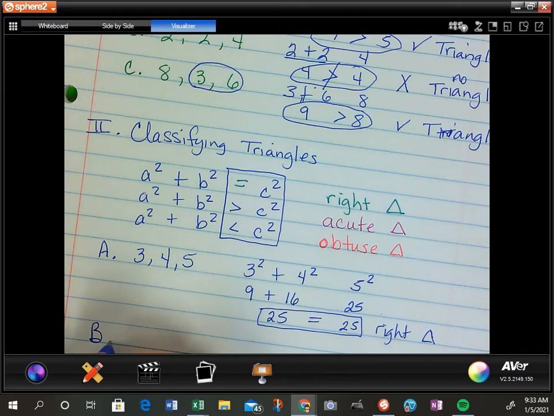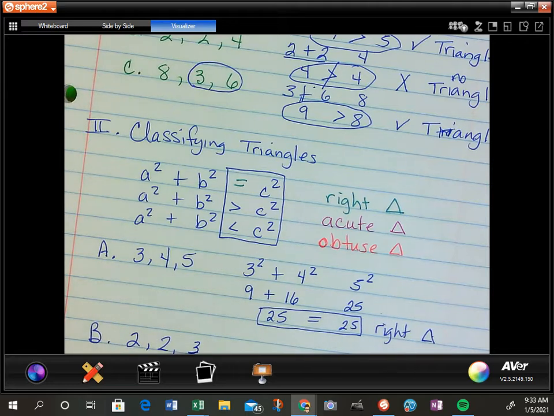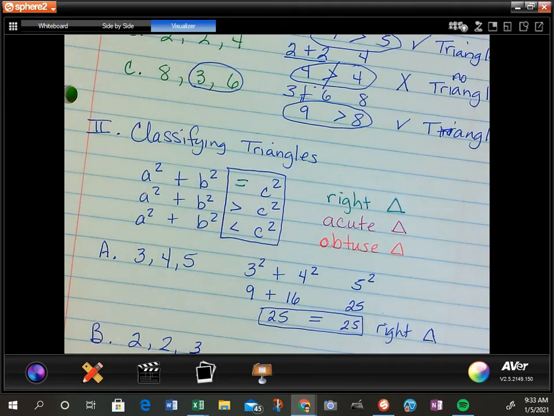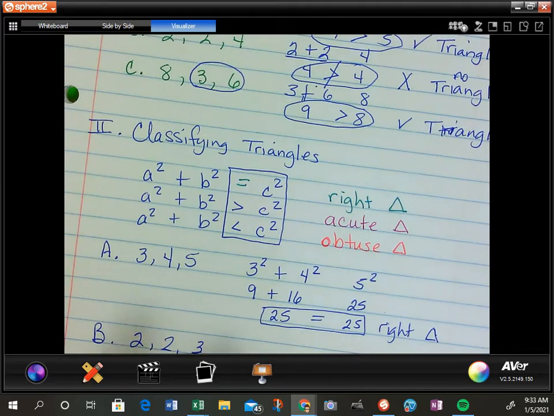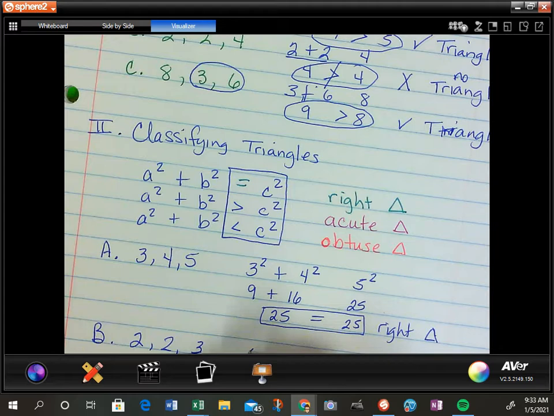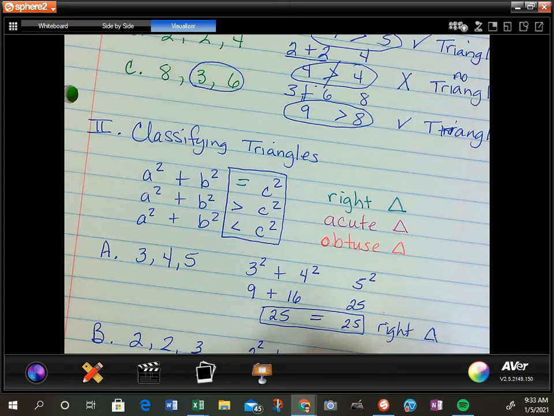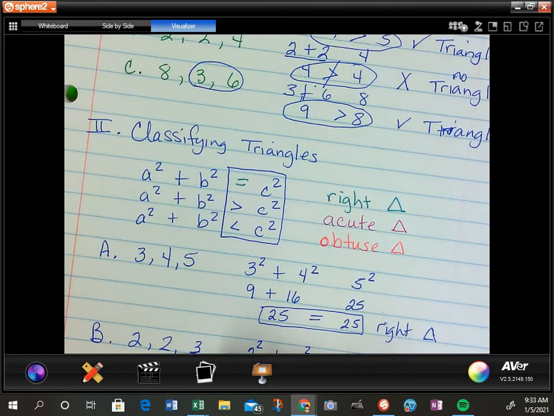Letter B. 2, 2, and 3. First, is it a triangle? 2 plus 2 is greater than 3. So yes, that works. The two smaller sides have to be greater than the third side. So let's do 2 squared plus 2 squared and then 3 squared. So 4 plus 4 and 9. 4 plus 4 is 8 and 9.